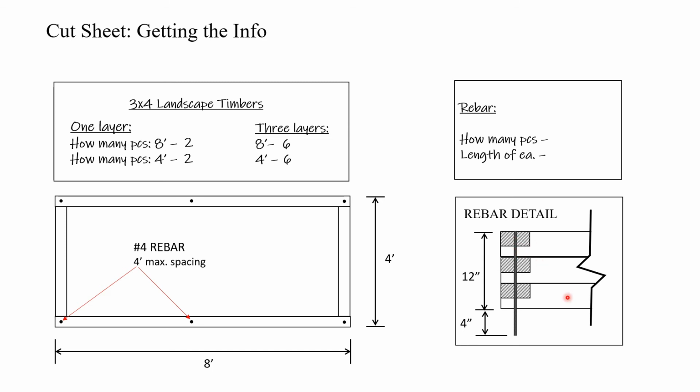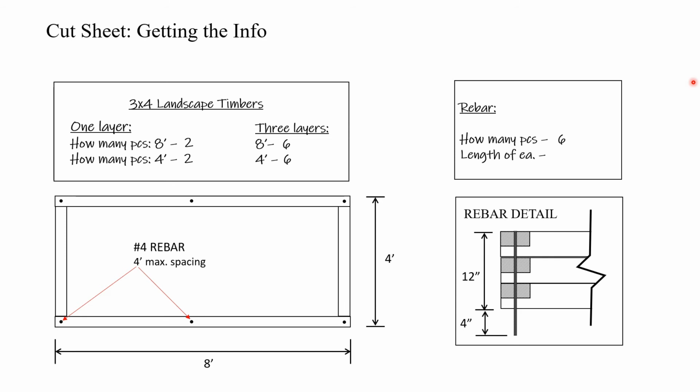All right, so we got 3 layers. So we're going to multiply what we got here by 3. And that'll be 6, right? So we're going to need 6 8-foot pieces. And we're going to need 4 4-foot pieces.